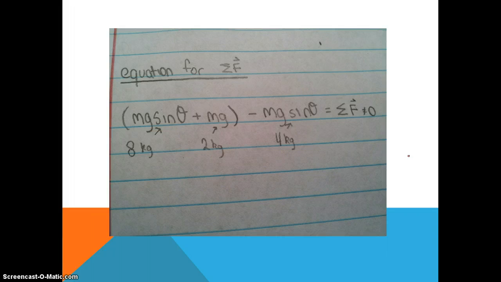So here's the equation for the sum of forces. You have mg sine theta plus mg. The m is the mass of the 8 kilogram block, and theta is the angle of the ramp that block is on, plus mg, where m would be the 2 kilograms from that block, minus 4 kilograms times g times sine theta, which would be the 4 kilogram block and the angle of the ramp that block is on. This should equal the sum of forces, and that does not equal 0 because the whole system is accelerating.